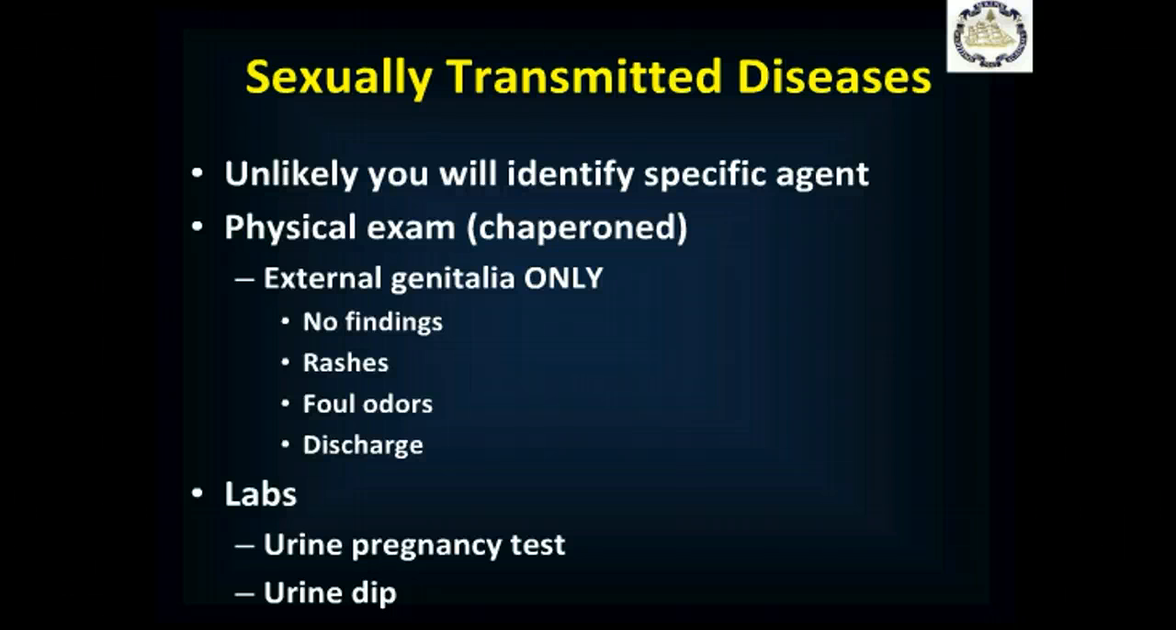The laboratory studies you are going to do are urine pregnancy tests in women of childbearing years who have a uterus and ovaries, and a urine dipstick to look for urinary tract infection, particularly if they're complaining of burning when they urinate.